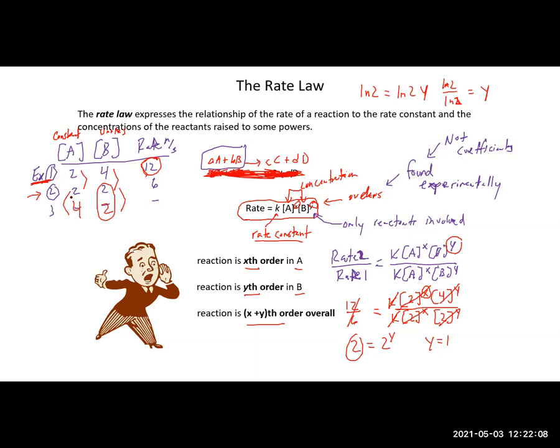At that point, you would get the orders for X and Y. You would also be able to figure out the overall order of the reaction. And then more importantly, we can then figure out our rate constant at that point by using the numbers in the table and resolving. Any questions on that?